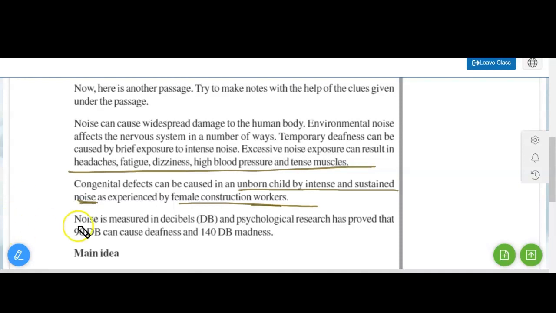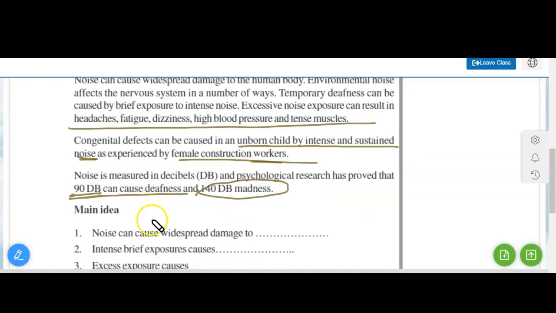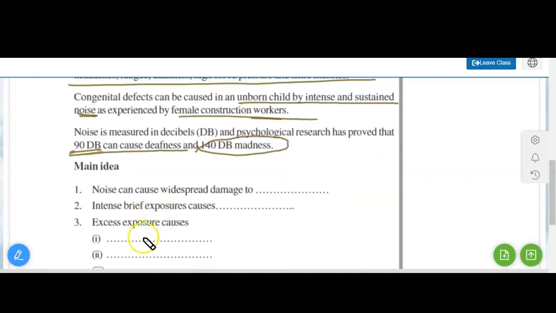So the next one is noise measured in decibels, and psychological research has proved that 90 decibels can cause deafness, and more than this can cause madness in human beings. So this is a small passage where the ill effects of noise are being discussed. Now let's go to the notes. Main idea. So the notes are already prepared here. We have to just fill them out.